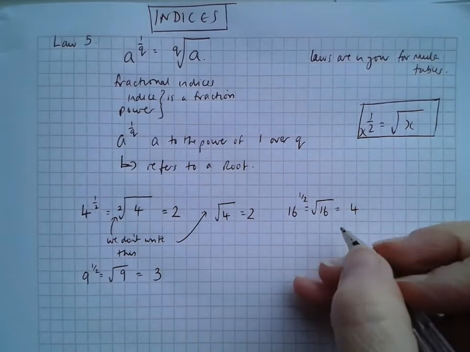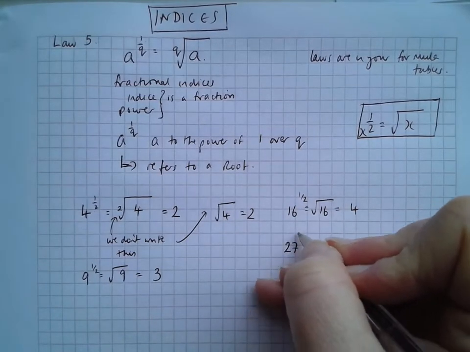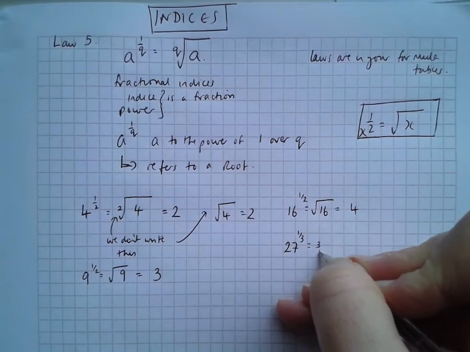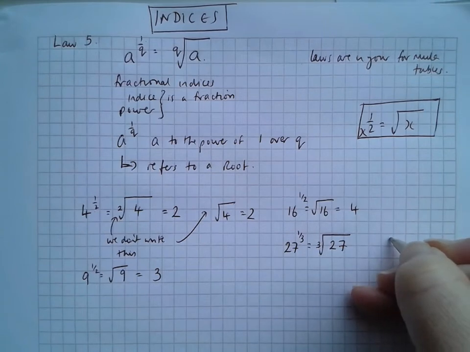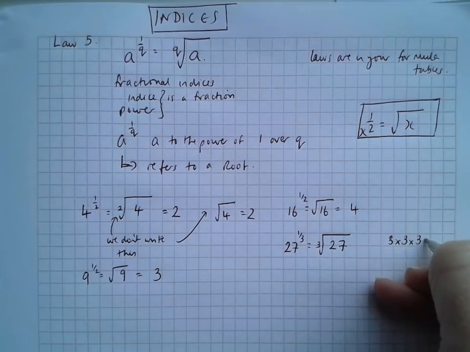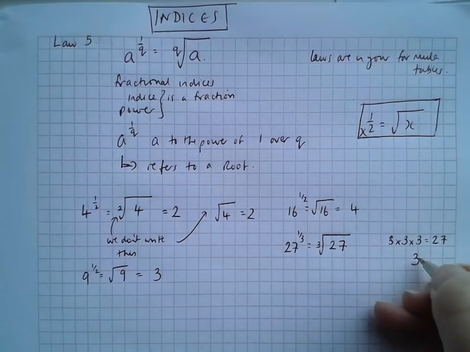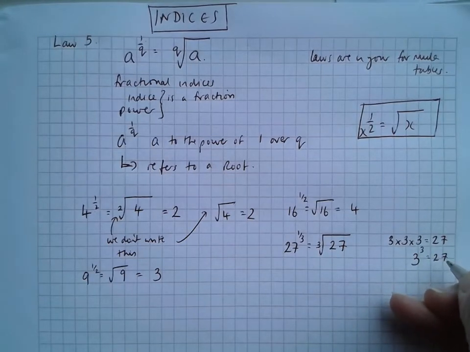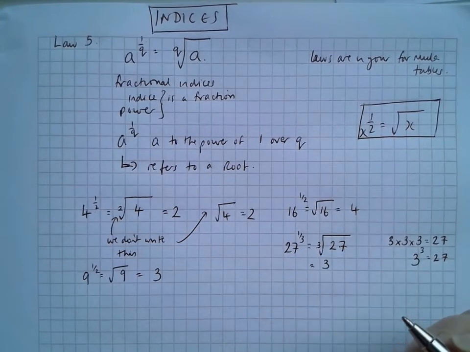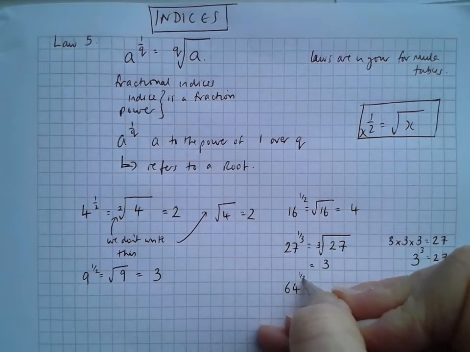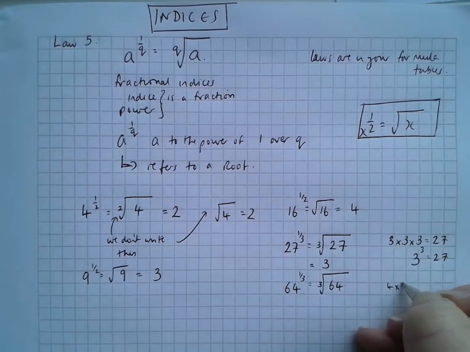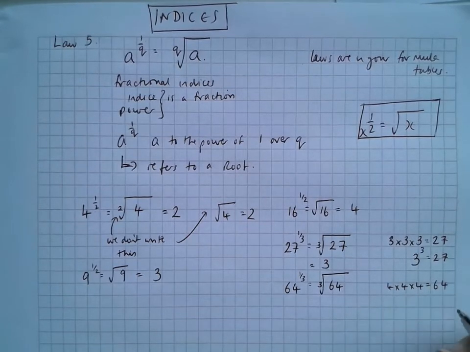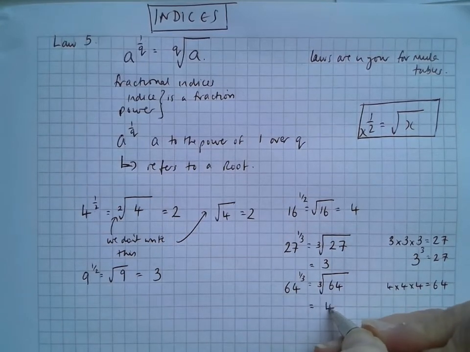Then we have other fractions though. We might have something like 27 to the power of a third, and that means the cube root of 27. If you remember, the cube root of something means that we're looking for the number that multiplies by itself and by itself again to give 27. We know that 3 cubed is 27, so the cube root of 27 is 3. Or take 64 to the power of a third. That means the cube root of 64, and the number that multiplies by itself and by itself again to get 64 is 4.